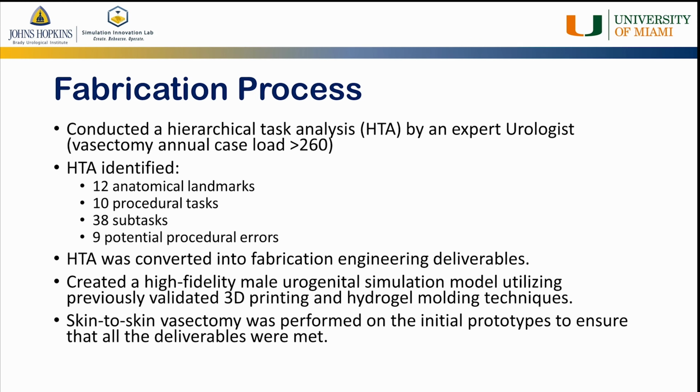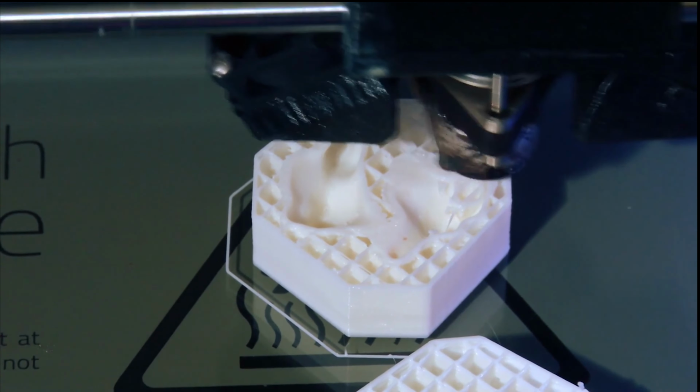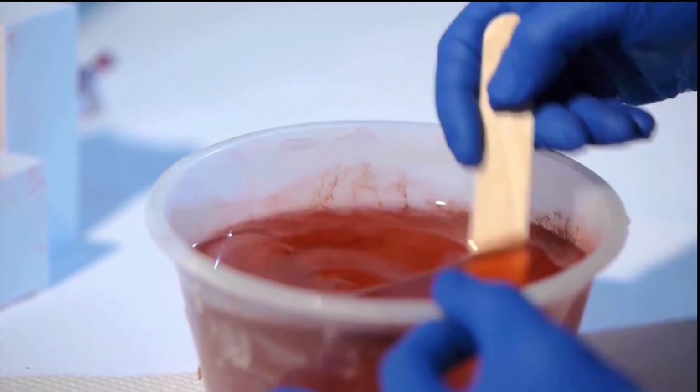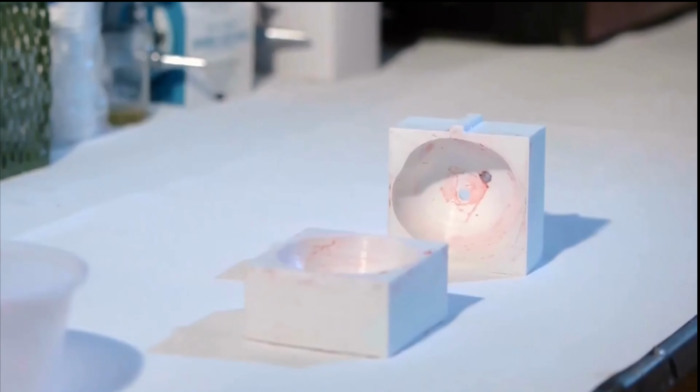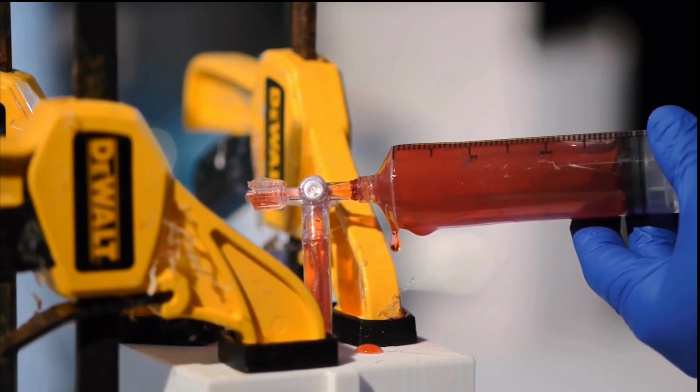model design. Engineers then utilized the deliverables to design and develop a high-fidelity male urogenital simulation model utilizing previously validated 3D printing and hydrogel molding techniques. Finally, the expert urologist performed a skin-to-skin vasectomy on the initial prototypes to ensure that all the deliverables were met.